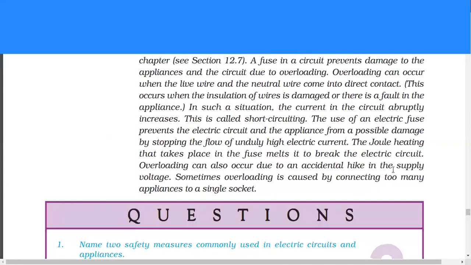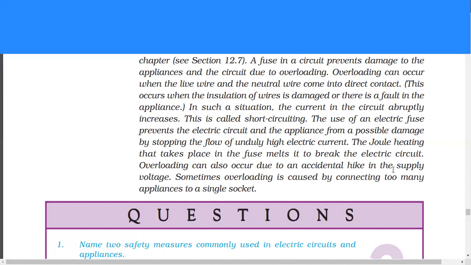In such a situation, the current in the circuit abruptly increases. This is called short circuiting. The use of an electric fuse prevents the electric circuit and the appliance from a possible damage by stopping the flow of unduly high electric current. The joule heating that takes place in the fuse melts it to break the electric circuit.